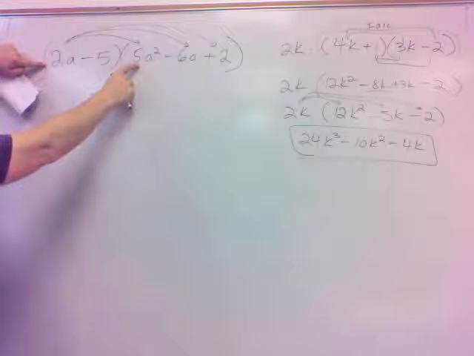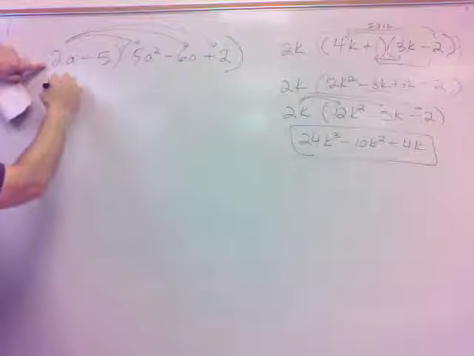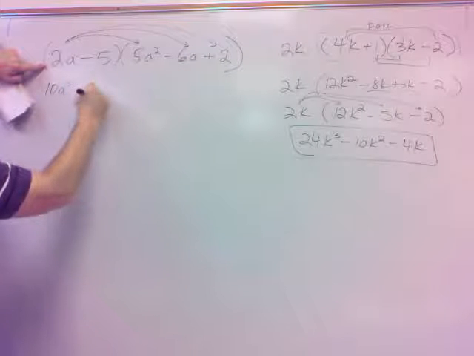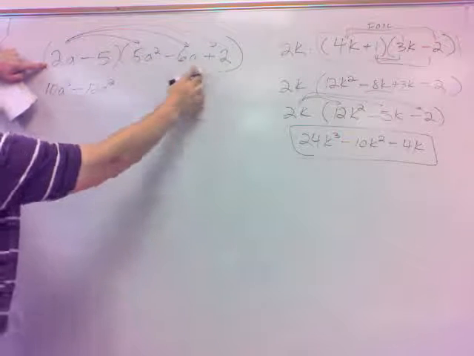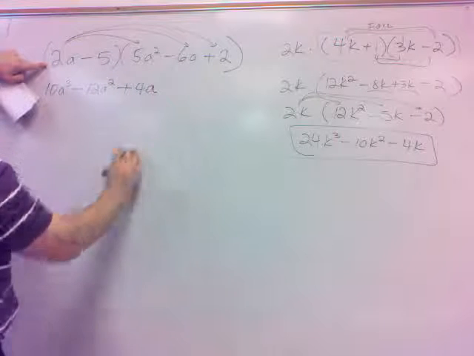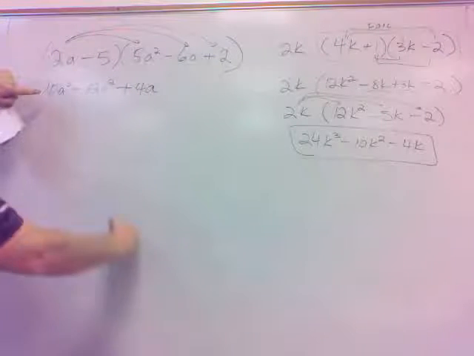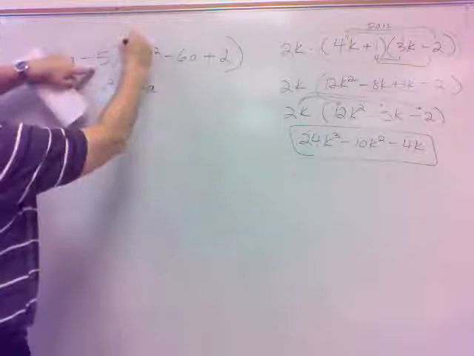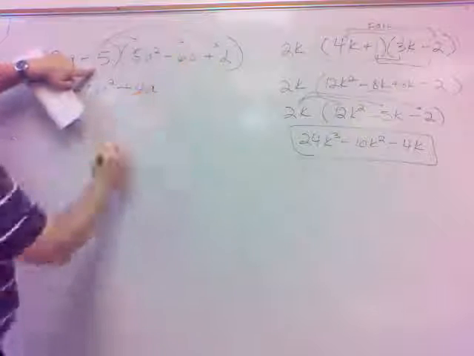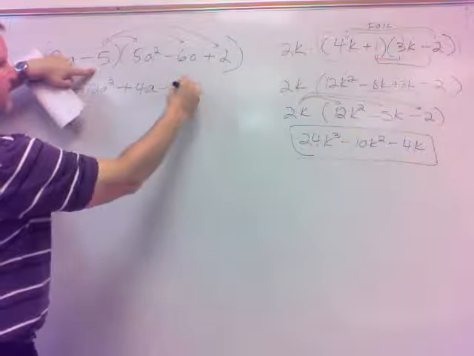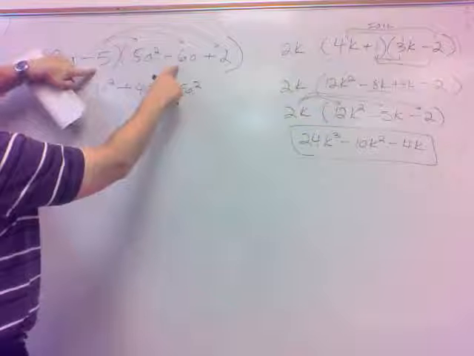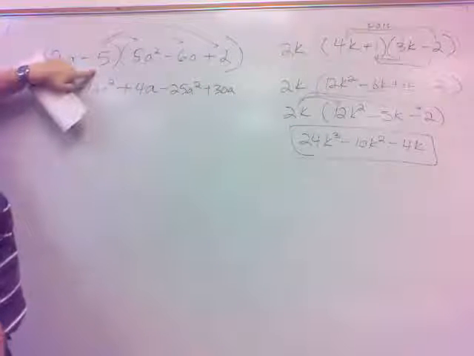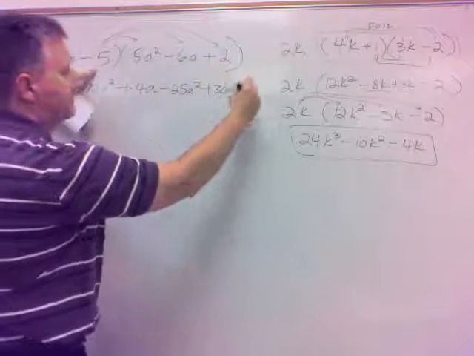2a times 5a squared is 10a cubed. 2a times minus 6a is minus 12a squared. And then 2a times 2 is plus 4a. All right, so then I do the same thing with the minus 5. Minus 5 times all 3 of those over there. Minus 5 times 5a squared is minus 25a squared. And then minus 5 times minus 6a is a positive 30a, because you have a minus times a minus. And then minus 5 times 2. Yes, minus 10.